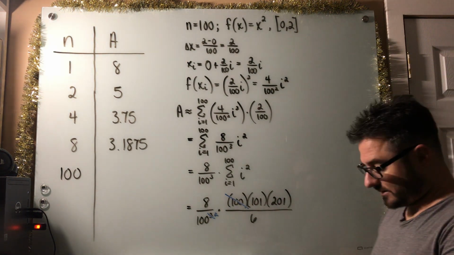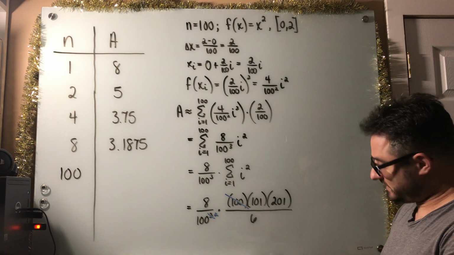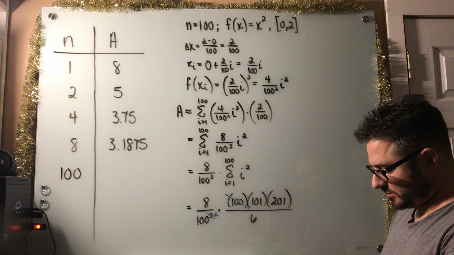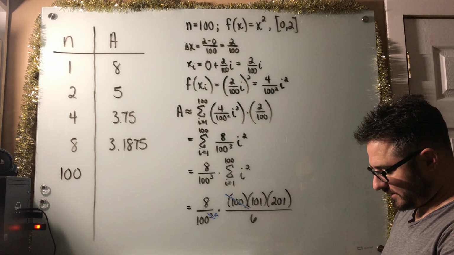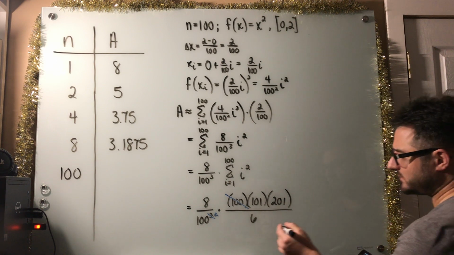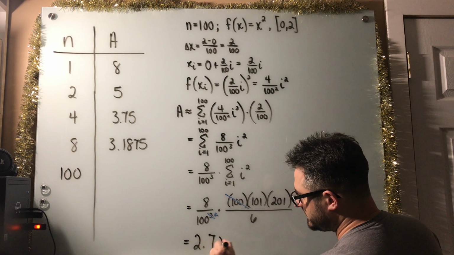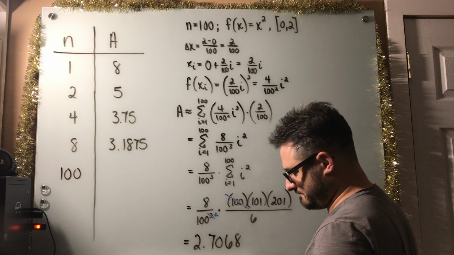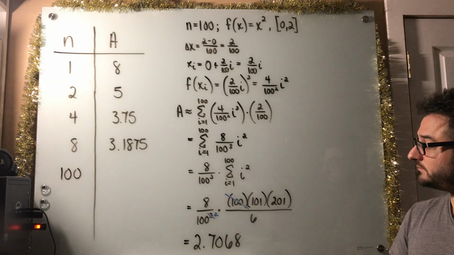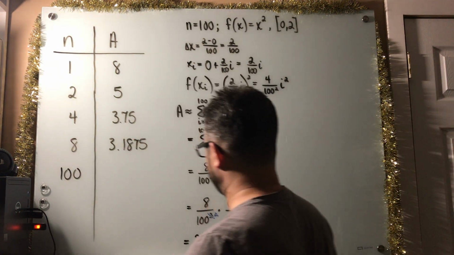So we turn to the calculator here, and just going to throw the whole thing in there. 8 times 101 times 201 in the top, and the bottom 100 squared times 6. And this comes out to be 2.7068. Okay, so we definitely went past 3.